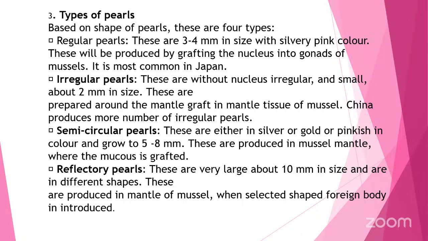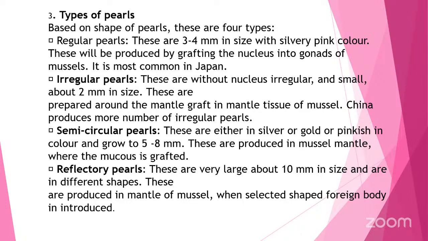Then irregular pearls. These are without nucleus, irregular and small, about 2 mm in size. These are prepared around the mantle graft in mantle tissue of a mussel. China produces more number of irregular pearls.